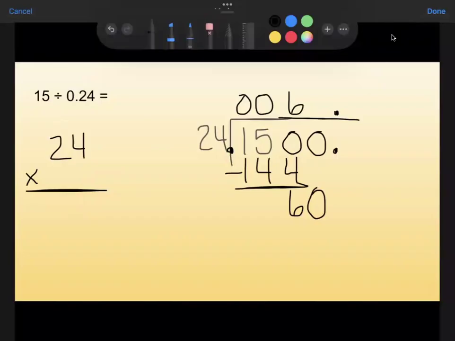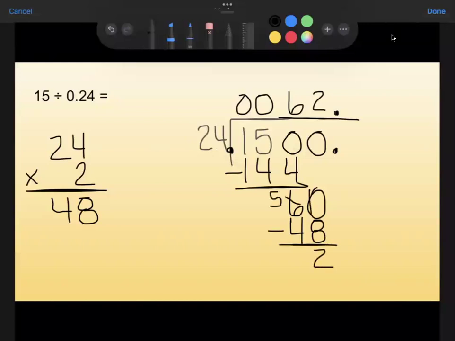And I'm going to take 24 and multiply it by 2 to see how close I get to 60. 4 times 2 is 8, and 2 times 2 is 4. So that's 48. Okay, so I'll put a 2 up here, and a 48 here. When I subtract, I have to do a little regrouping. So I'm going to make that 10, and this 5. So that's 2 and 1. Okay, so we got 12 left over.